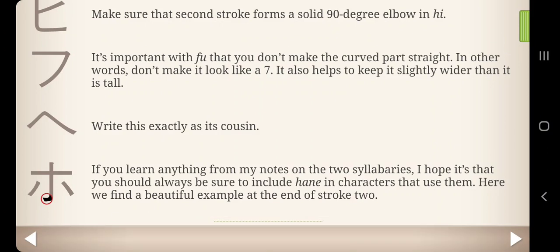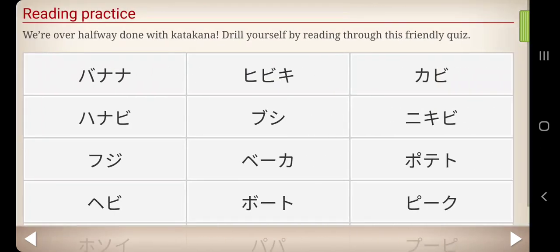And if you learn anything from my notes on the two syllabaries, I hope it's that you should always be sure to include the hana and characters that use them. Here we find a beautiful example at the end of stroke 2.